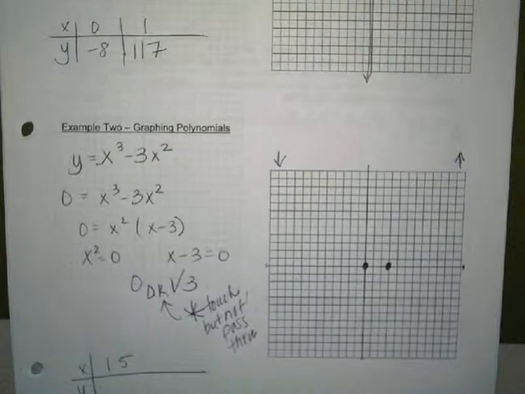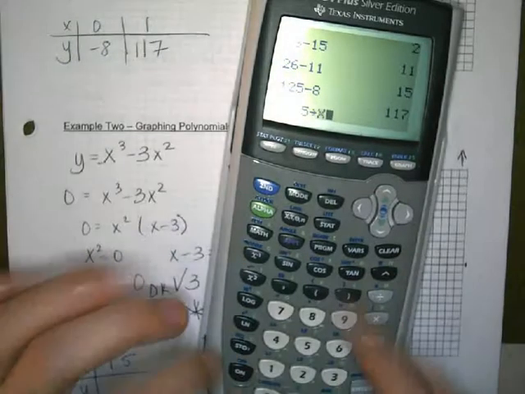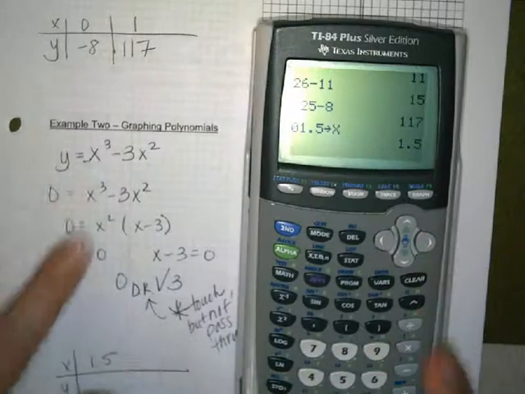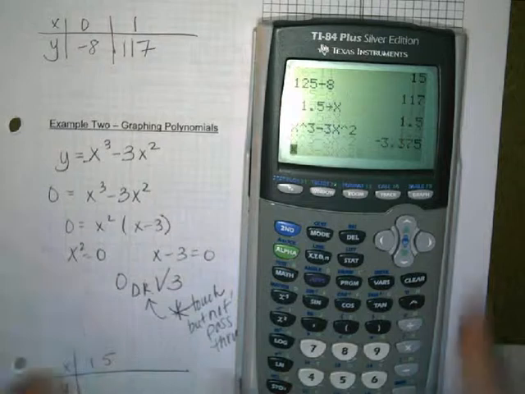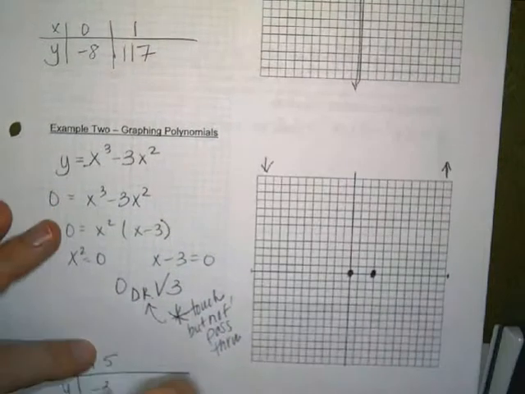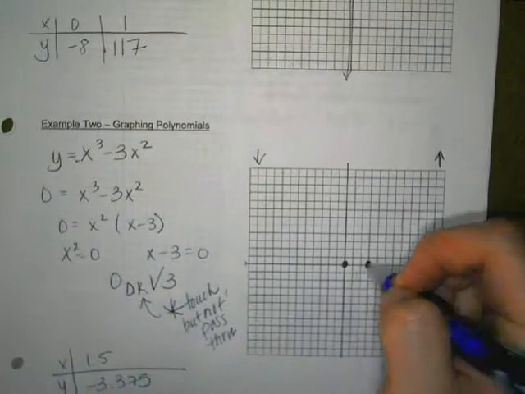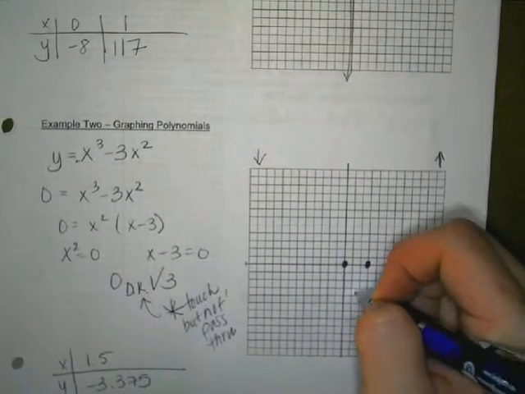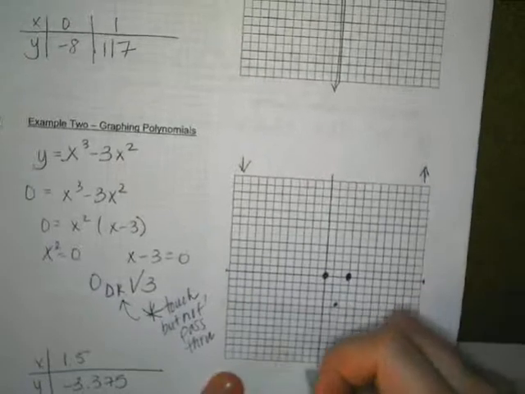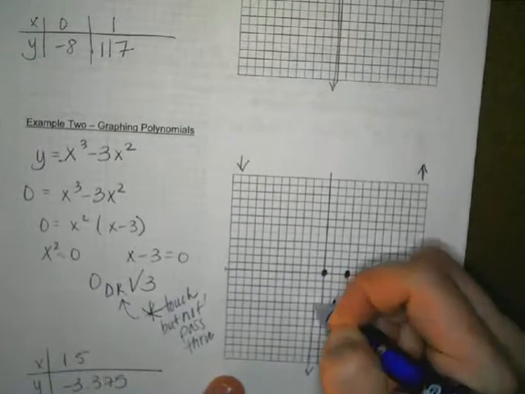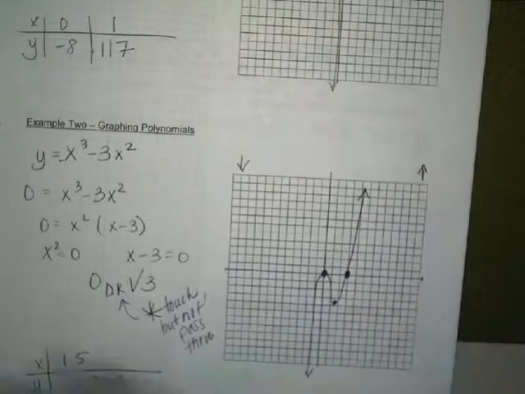And then I'm going to store 1.5, and then plug it in. And I get -3.375. Then this I'm going to plot. And that's enough to draw on my graph because it gives me a turning point. So I'm going to go up, touch, turn, and go through the last x-intercept.